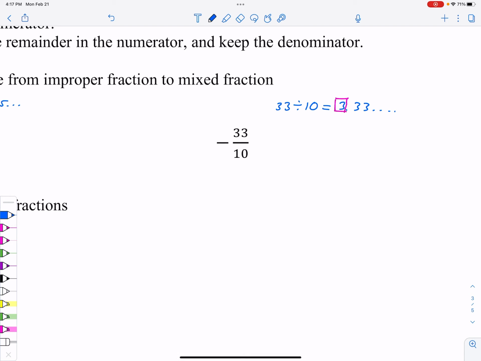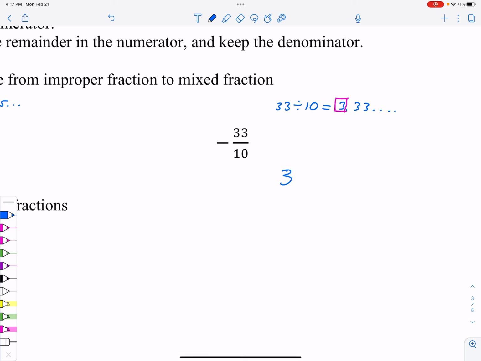So we have our whole number of 3. I can even write it down here. So we know our whole number is going to be 3. And now we need to figure out what the remainder is. We know it's going to be something over 10. Well, how much of this 33 is represented by this whole number of 3?